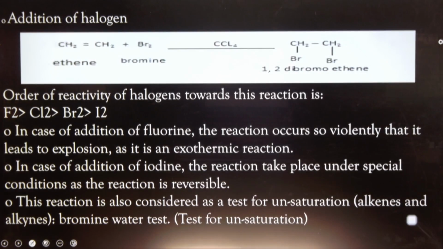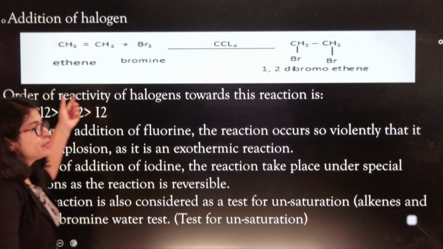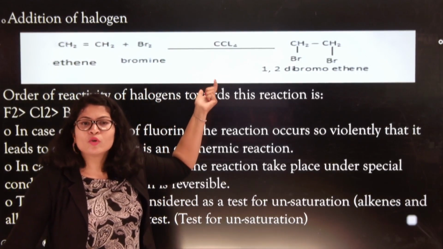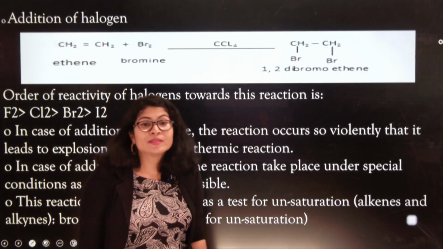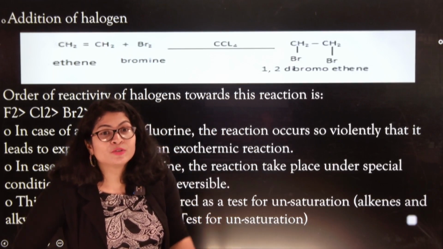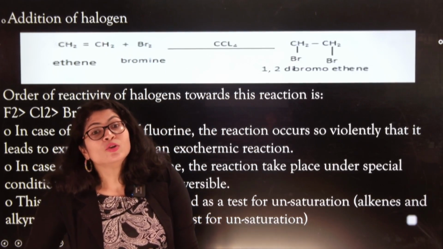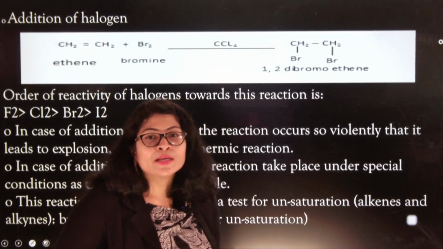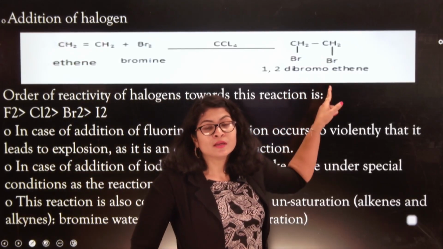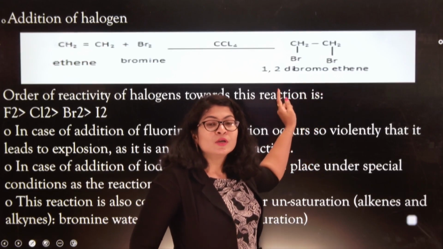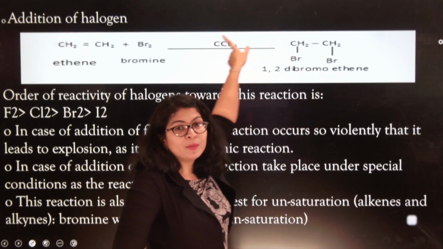Now, if I see addition of halogen, then obviously the halogen can be fluorine, chlorine, bromine or iodine. If ethene reacts with bromine in the presence of CCl4, carbon tetrachloride, basically a non-polar solvent, then what happens? There is generation of 1,2-dibromoethane. Remember, in one of the preparations, from 1,2-dibromoethane we prepared ethene.